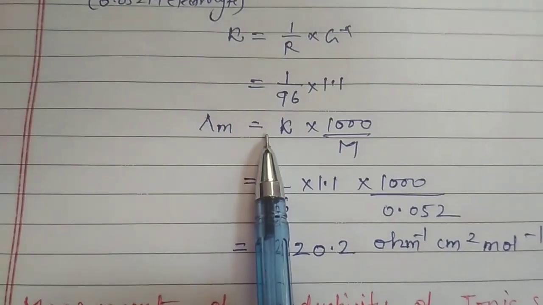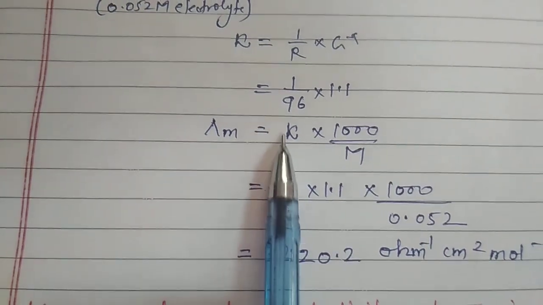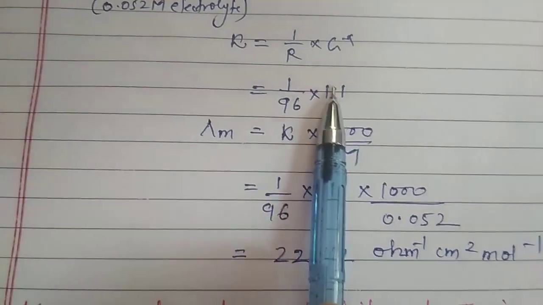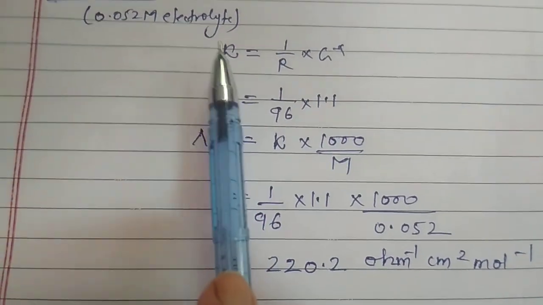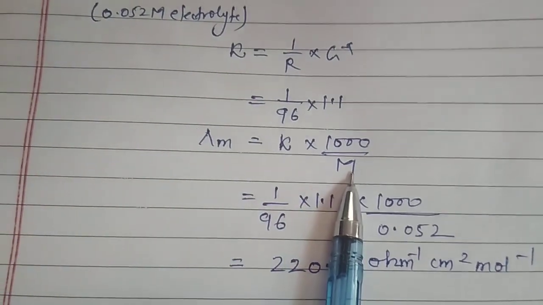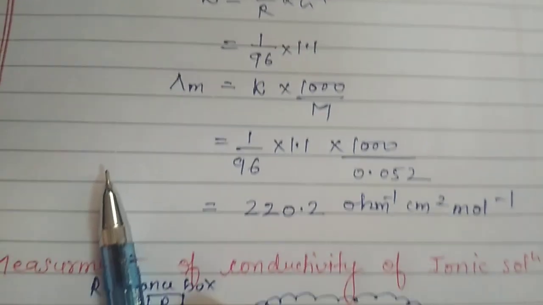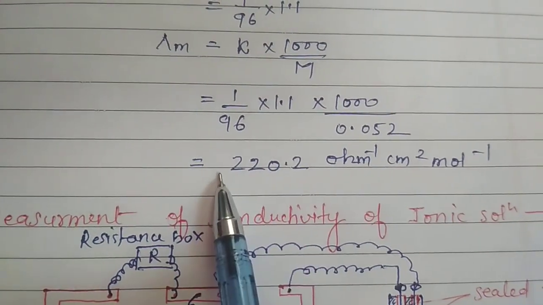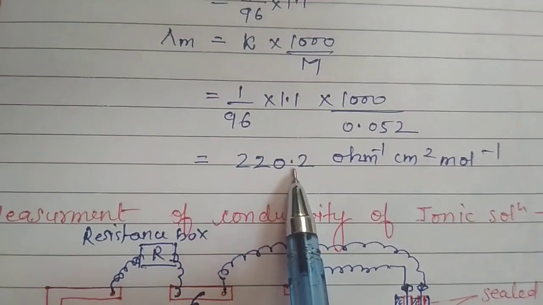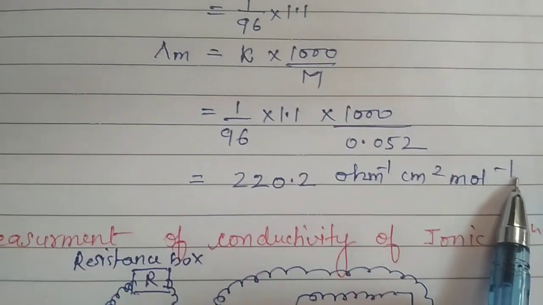Now we can put the value of kappa to find out the molar conductivity. So lambda m would be kappa into 1000 upon m. It would be 1 upon 96 into 1.1, that we have found out as kappa for this cell, and the molarity is given as 0.052 for this particular cell. So like this, we have found out the answer as 220.2 ohm inverse centimeter square mole inverse.